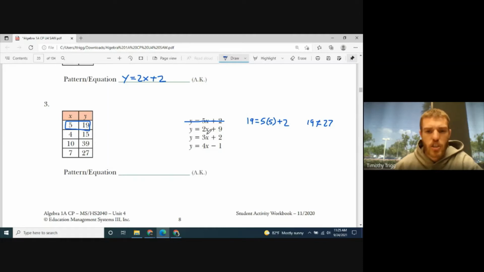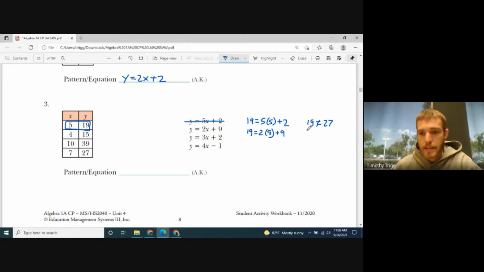Okay, actually, let's plug into the second equation. I'll show you what I mean. So replacing y with 19, sorry. So this would be y equals 2x plus 9. So I'm going to replace the y with 19 equals, and I'm going to replace the x with 5. So that's going to be 2 times 5, and then it has a plus 9.